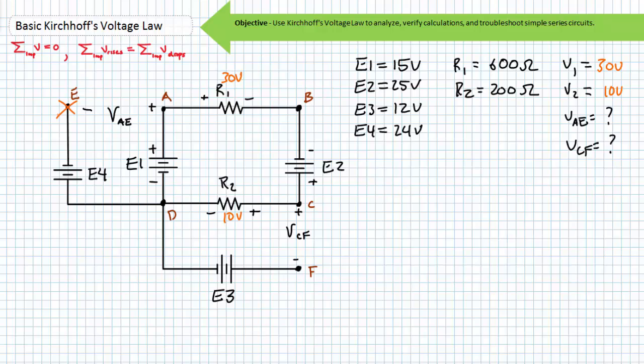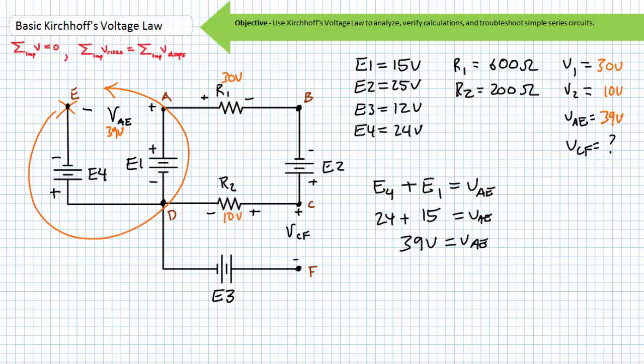I can randomly start here at node E and travel in the counterclockwise direction to return to E. We go through E4 minus to plus, therefore it is a rise and it goes on the left-hand side of the equation. We go through E1 minus to plus, therefore it is a rise and it goes on the left-hand side of the equation. Finally, we go through VAE plus to minus, therefore it is a drop and goes on the right-hand side of the equation. This yields the KVL equation E4 plus E1 equals VAE. Substituting in the known values of E4 and E1, we find that VAE equals 39 volts.